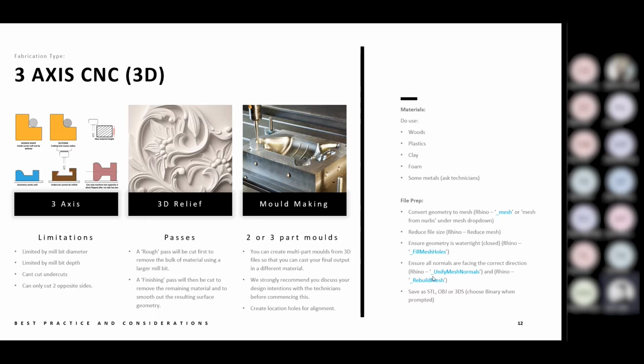Make a note of the little underscores before some of these. But most of these are going to be under the mesh drop-down within Rhino. And again, when exporting, you do these as an STL, OBJ, or 3DS. And when prompted, choose binary.